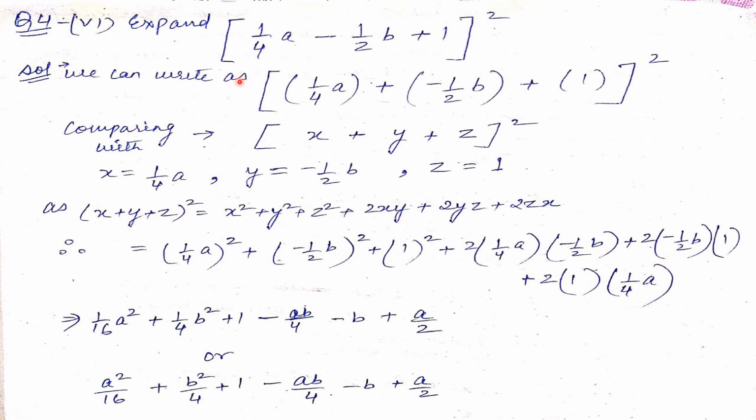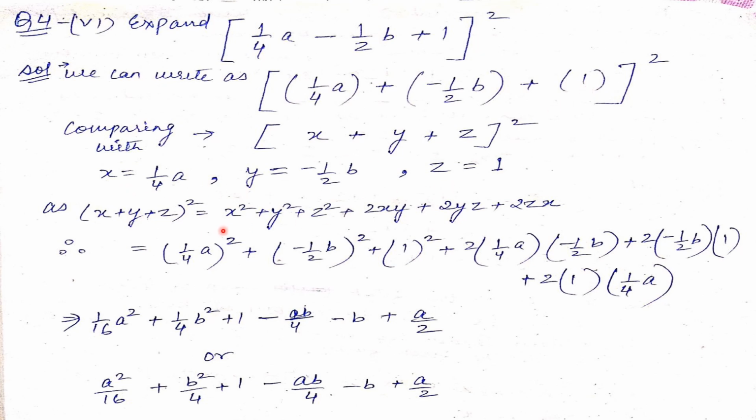How? Let's see. I can write 1 by 4 a as this term in bracket, no issue. In place of negative, I have written positive over here, and in bracket I have written negative 1 by 2b. Any issue? No? Then plus 1 whole square. Now we are comparing with the formula of x plus y plus z whole square. So x equal to how much? 1 by 4a. Y equal to how much? Minus 1 by 2b. Z equal to how much? 1. So we have got the values of x, y and z.